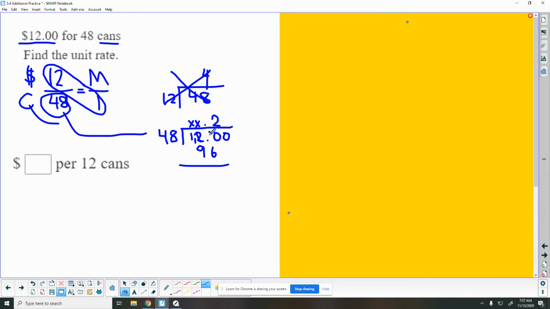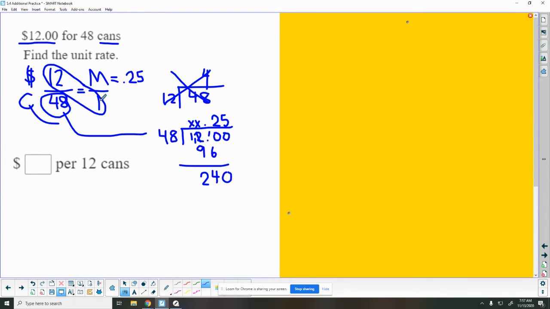So then we're left with 24 and a 0, and that goes in there exactly 5 times. So every time I have one can, it costs 25 cents. That seems much more reasonable for a can of soda. So think about, is your answer reasonable?